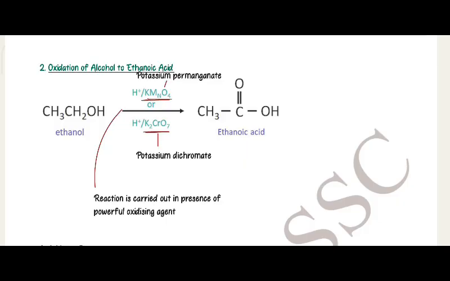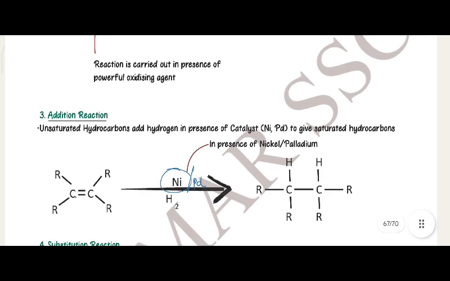Ethanol, CH3CH2OH, in the presence of potassium permanganate, acidified KMnO4 or H plus, or K2Cr2O7, that is potassium dichromate. The reaction is carried out in the presence of a powerful oxidizing agent. Choose any one of the two. It gives ethanoic acid, CH3, C double bond O and single bond OH.